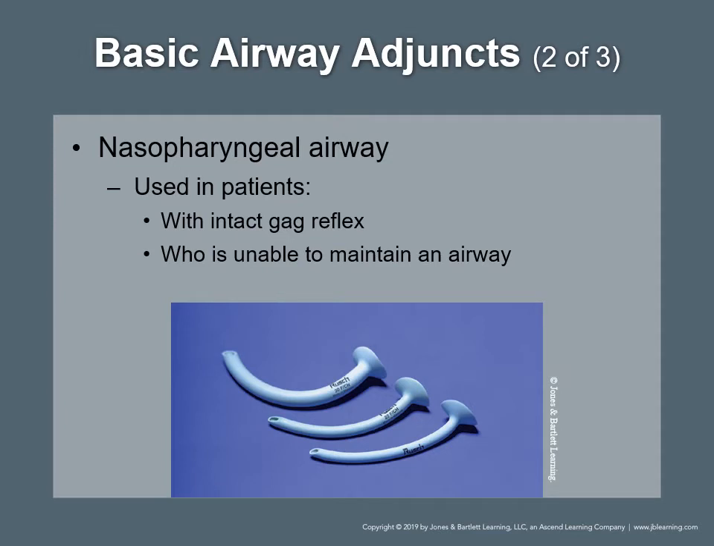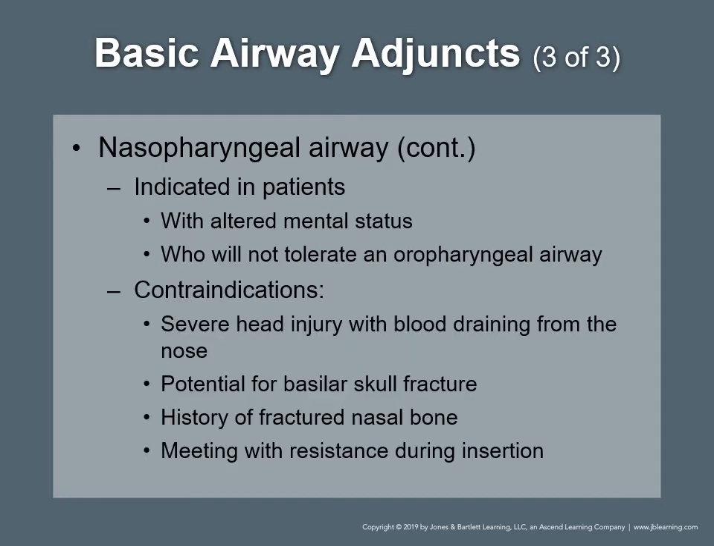These are NPAs, or nasopharyngeal airways, used in patients with an intact gag reflex or who are unable to maintain an airway. Patients who may also benefit are those with altered mental status or someone who just had a seizure. Use extreme care in trauma cases. Insertion through a basilar skull fracture can penetrate into the brain. This type of airway is usually better tolerated by patients who have an intact gag reflex. Slight bleeding may occur even when the airway is inserted properly.